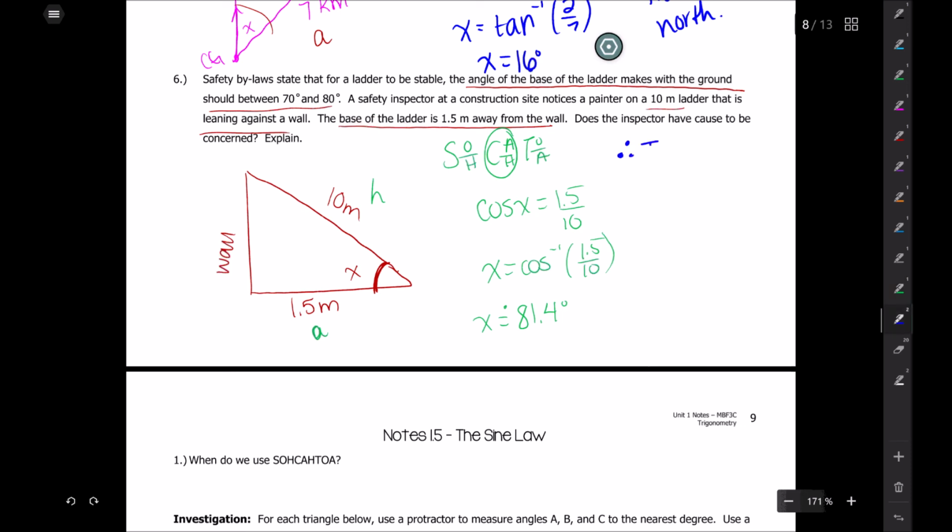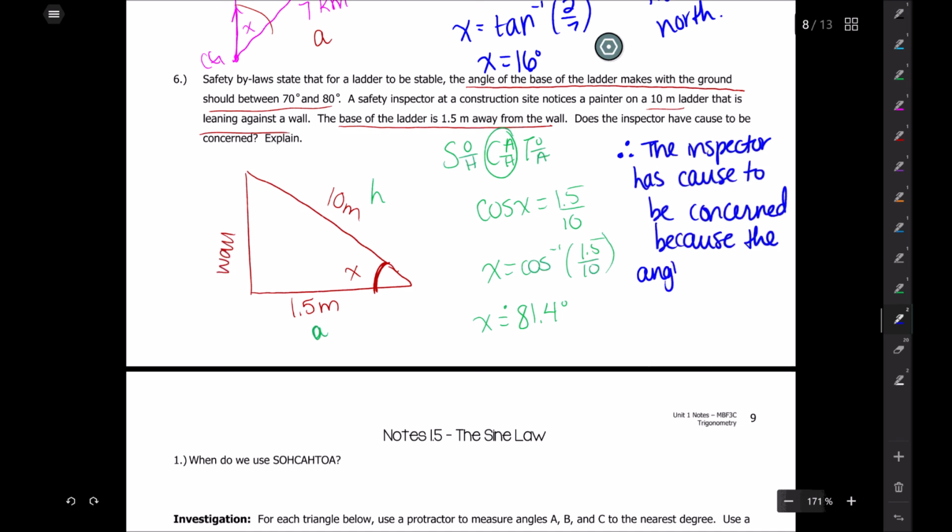Absolutely. So therefore, the inspector has cause to be concerned because the angle is 1.4 degrees larger than what is allowed.